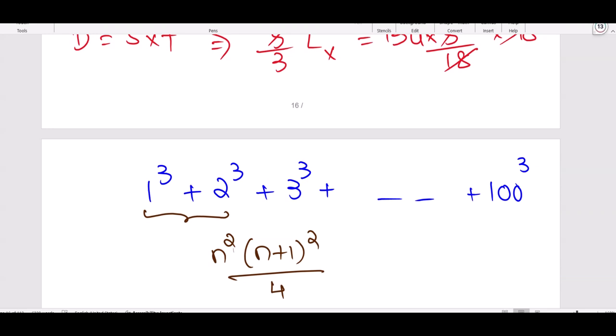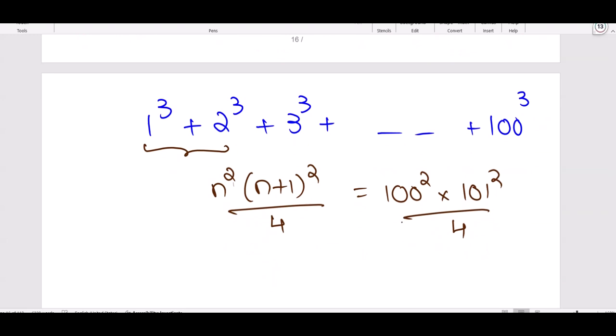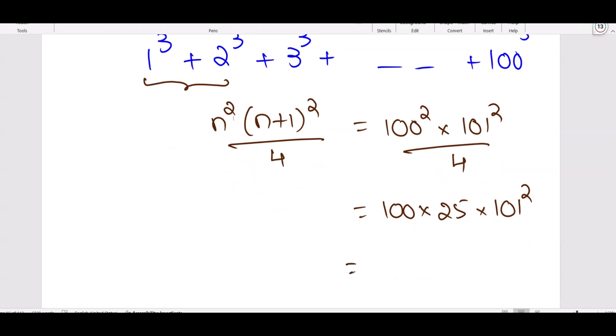Stop. Now here n value is 100. 100 square into 101 square divided by 4. 100 square, 100 into 100. When you divide that 100 with 4, 25. Definitely it ends with 0 only. 100 into 25, 101 square, whatever the value might be. If you want that value also, we can do it.